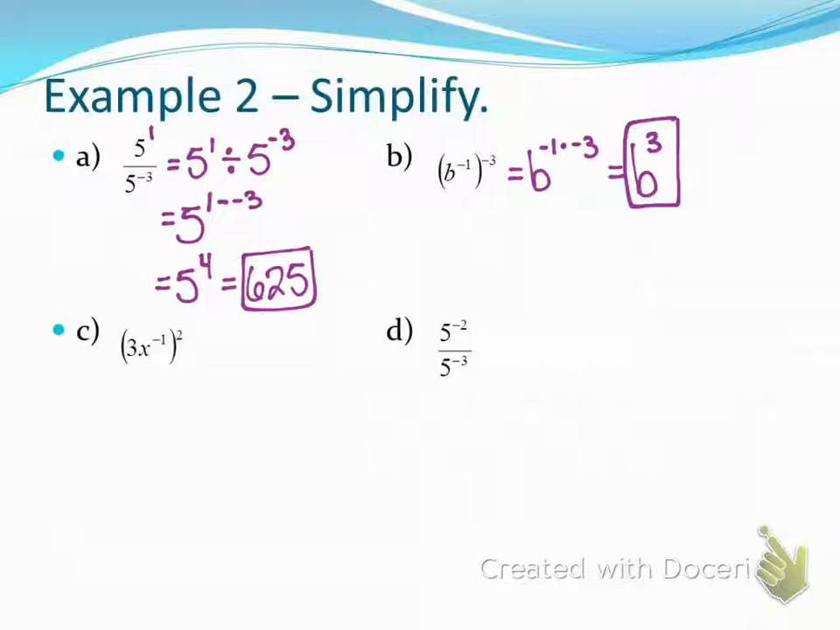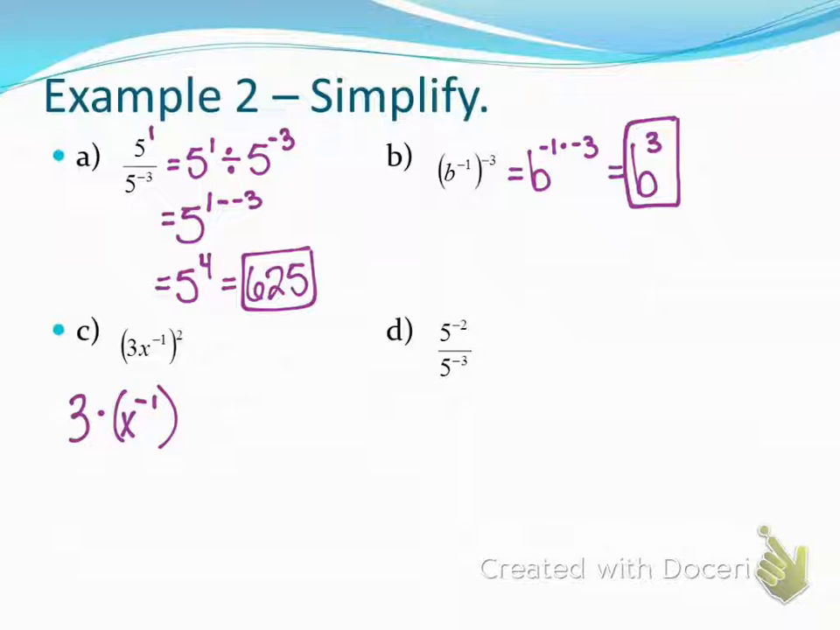All right, on letter C, we've actually got a couple different rules that we are going to have to apply. The first one being that we've got a product inside. We're multiplying a couple things inside with a power on the outside of those parentheses. We've got a product to a power. How many factors are inside those parentheses? 2. What are they? 3 and not just an x. X to the negative first power, negative 1 power. Those are my 2 factors.